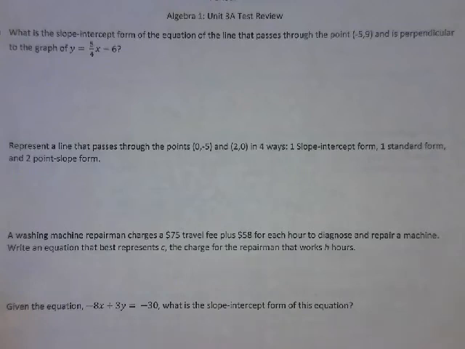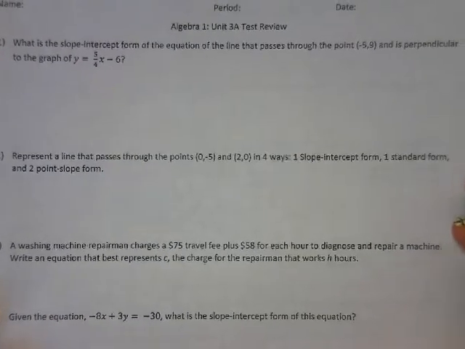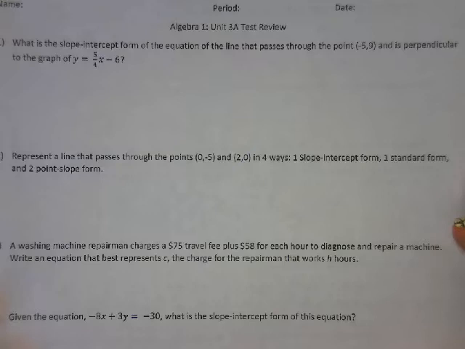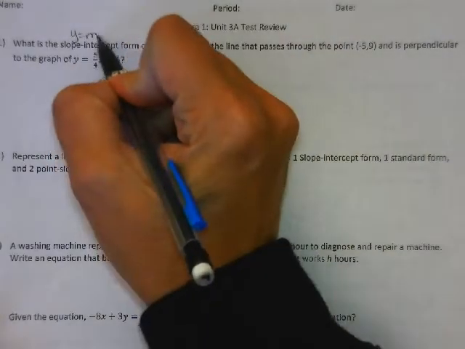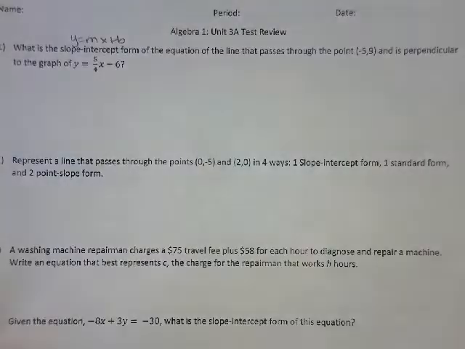We passed over forms of equations, parallel and perpendicular lines, and different shifts of equations, as well as key features. So we're going to go through this review together, and if you have any questions, please let me know. What is the slope-intercept form? Well, first of all, let's make a note. Slope-intercept form is y equals mx plus b, and that is on your formula chart.